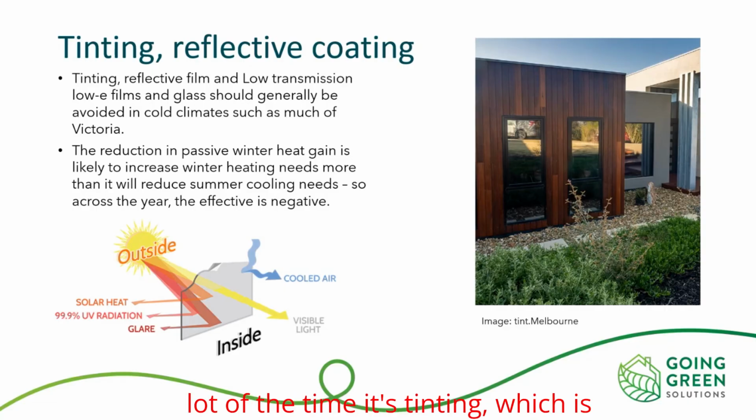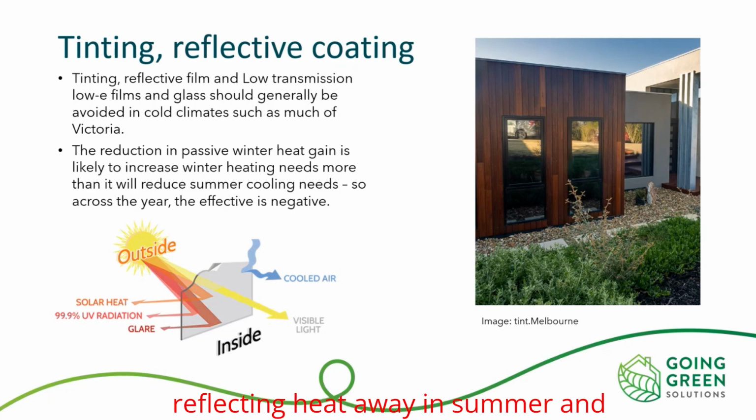A lot of the time it's tinting, which is sold because it's really good at reflecting heat away in summer and keeping your house cooler. And it's true, it does that really well. But the thing is that it also does it in winter when we want sun coming in. And a lot of people don't realise that.